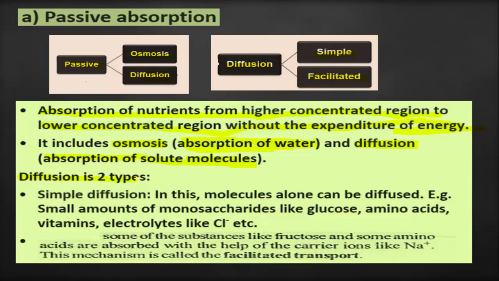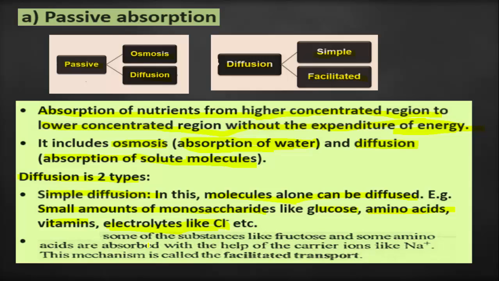Diffusion is of two types, the first being simple diffusion. In this, molecules alone can be diffused. For example, small amounts of monosaccharides like glucose, a product of carbohydrate digestion, amino acids, products of protein digestion, vitamins and electrolytes like calcium. Simply without any particular structure, from the higher concentrated region to the lower concentrated region, these molecules are moving without any specific structure, and such a diffusion is called simple diffusion.